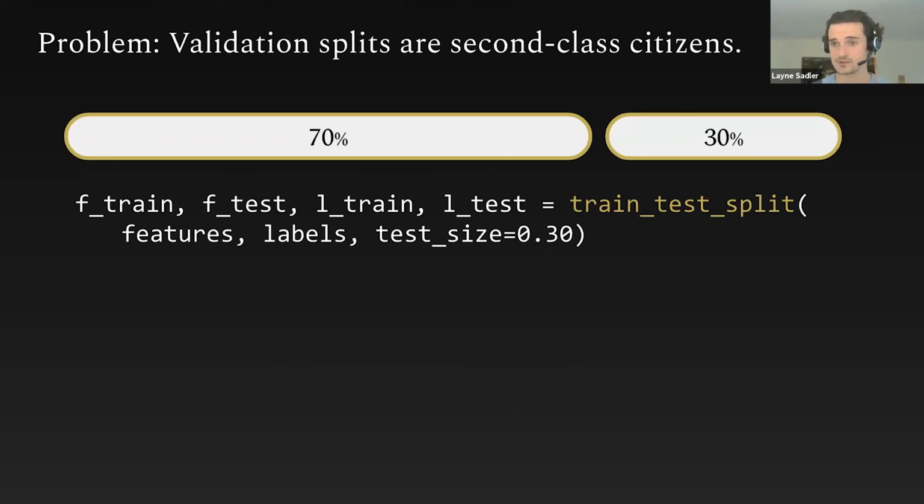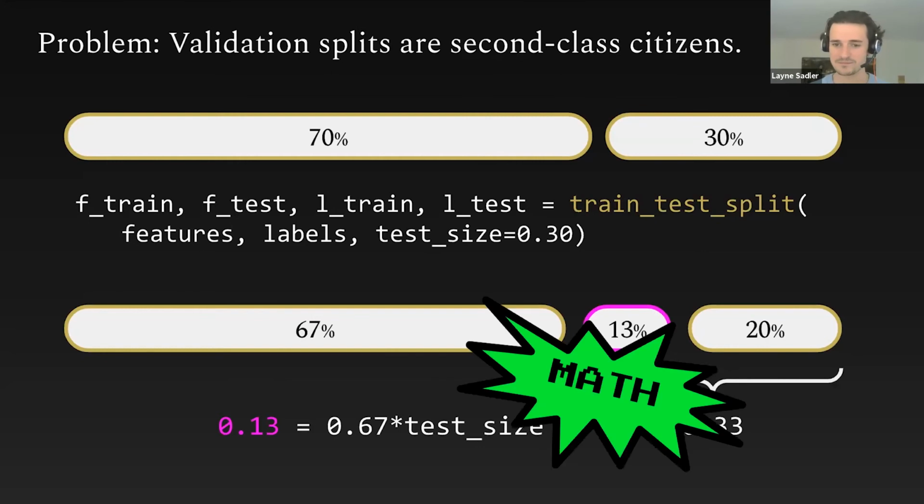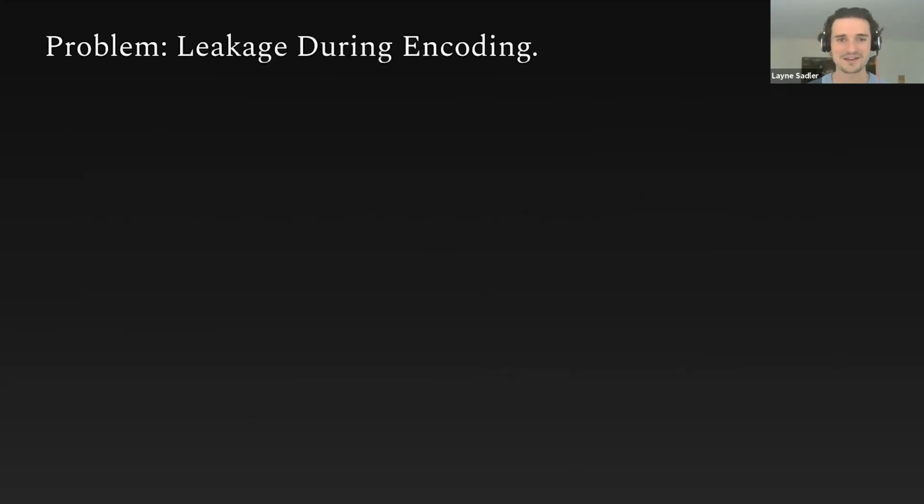And if you want to solve this, a problem that I found was that validation splits aren't treated as equal. Everything is train test split, right? All the tutorials start like that. And if you want to make your own validation split, you have to do algebra, and it's lame, right?